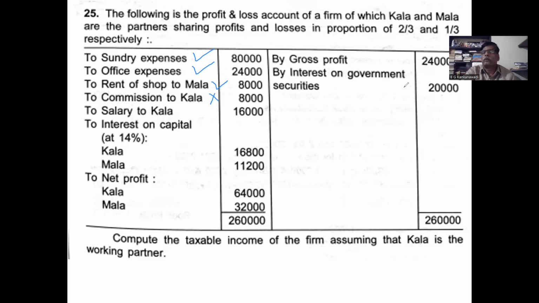Your answer is book profit. In the book profit, you give the working partner remuneration. Then in the adjustment, they say that Kala is the working partner. Kala is the working partner. Only one is the working partner. So what is the amount paid to Kala? Amount paid to Kala is commission 8,000, then salary is 16,000. Total amount paid to Kala is 24,000.